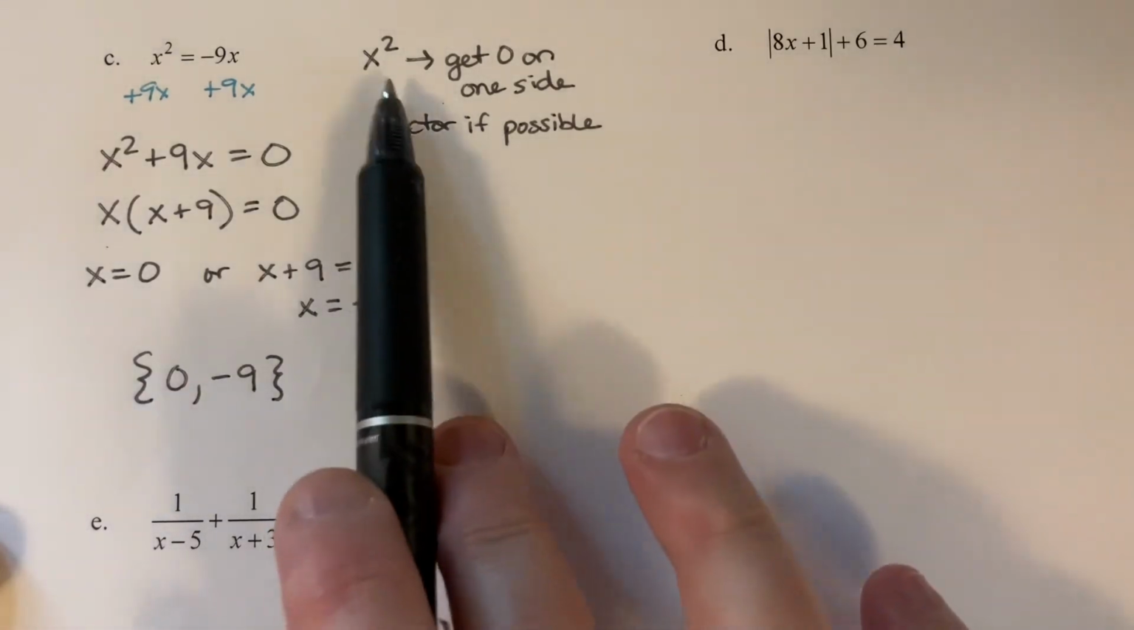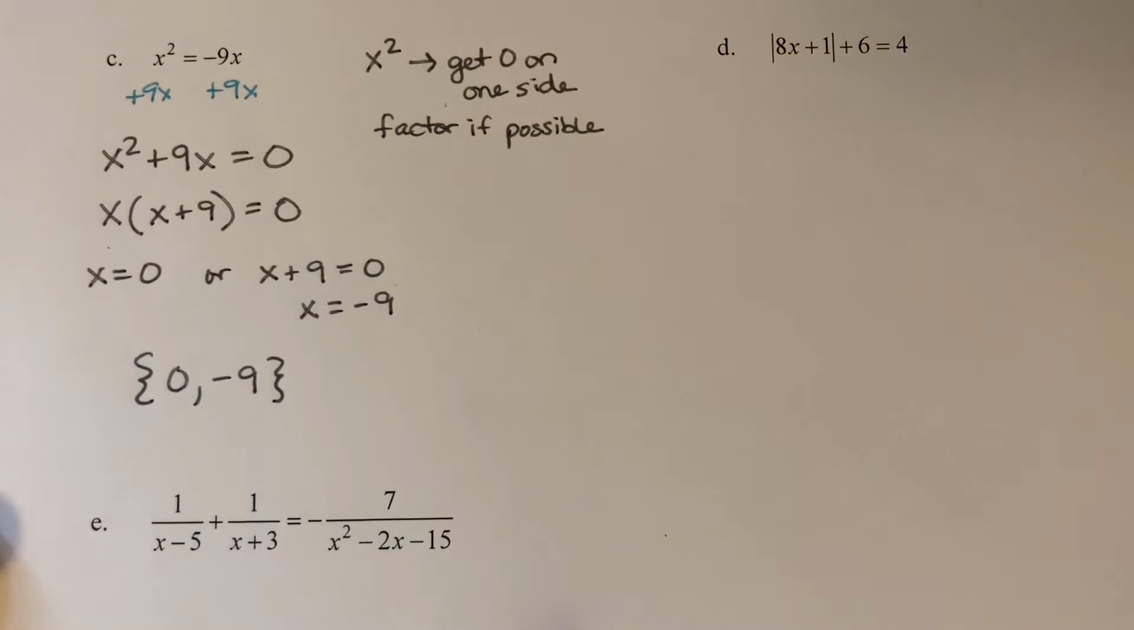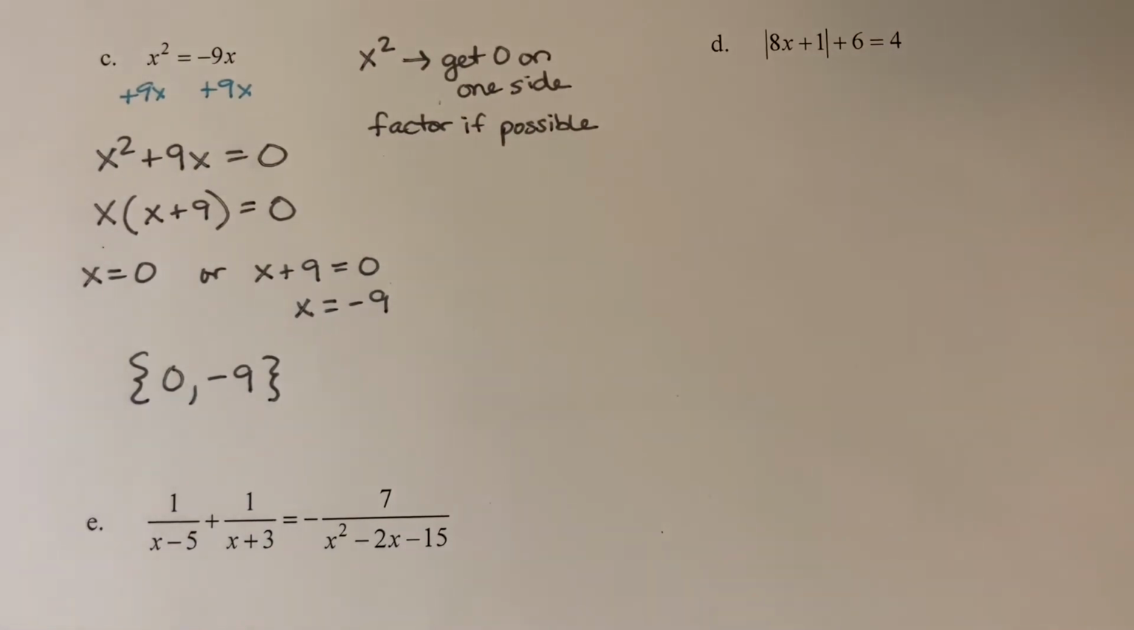So with an x squared in an equation, get 0 on one side and then try to factor, and if that doesn't work, then use one of the other strategies we've learned.